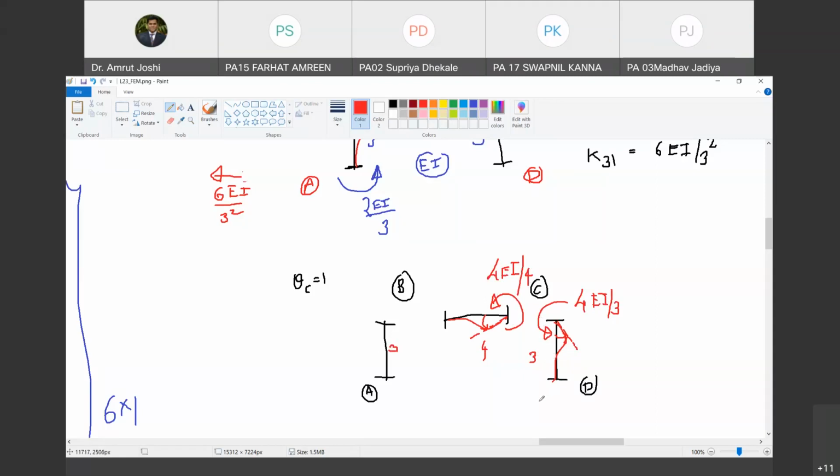Consequence of these moments: half of the moment is carried over to the other end with the same sense. So this is 2 EI by 3. Consequence of this 4 EI by 4: half of the moment is carried over to the other end with the same sign, that is 2 EI by 4. Happy? Yes, sir.